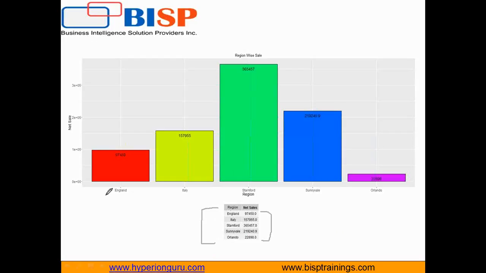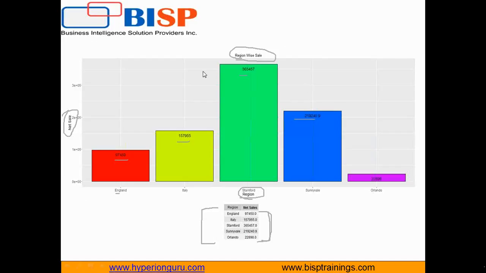And you can see here we have got regions: England, Italy, Stamford, Sunnyvale, along with their values. I also placed the values on the data points with different colored bars, and also the title as well as the labels on the x-axis and the y-axis.